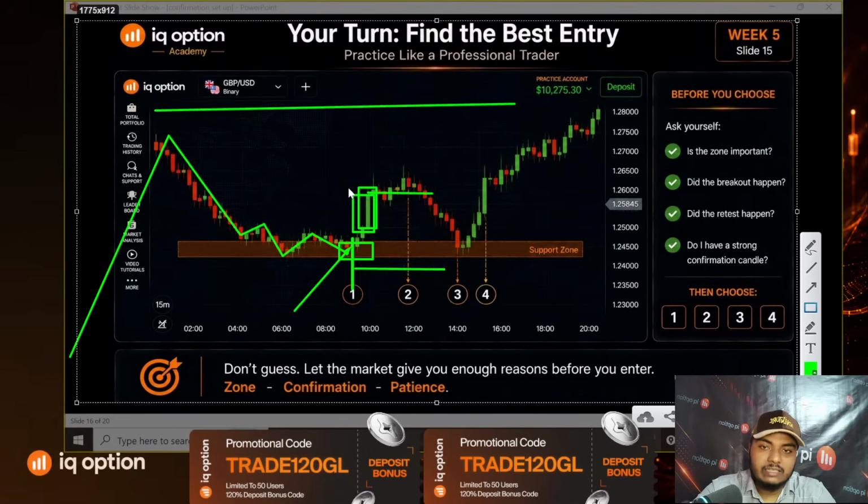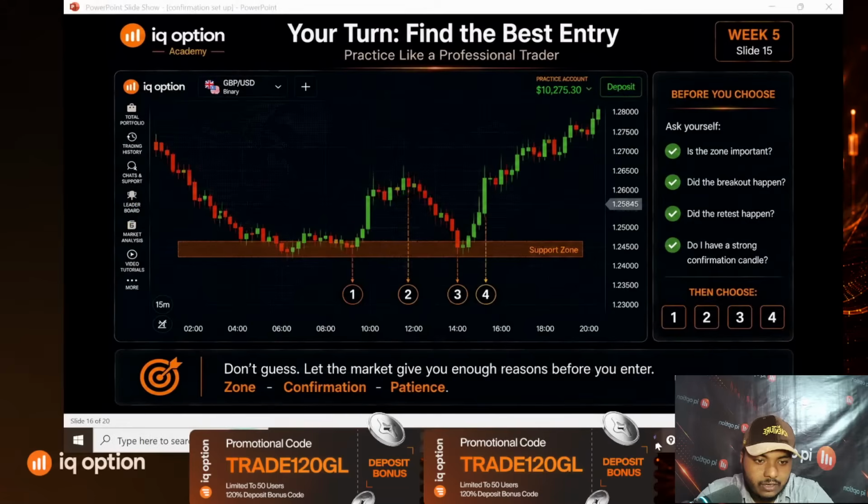But if you are a binary trader, you can also wait and you can also trade, but you have to wait for proper market conditions.